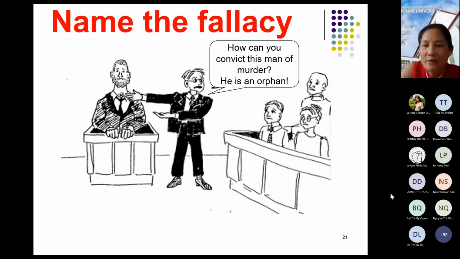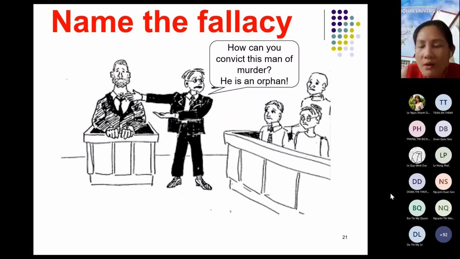Okay, Thái Gia Bảo said appeal to BT. The other friends also said appeal to BT. Everyone here gave the answer appeal to BT. So it is easy to see that, right? Oh, Tuyên Dương said bandwagon. Is there anything that many people do here?